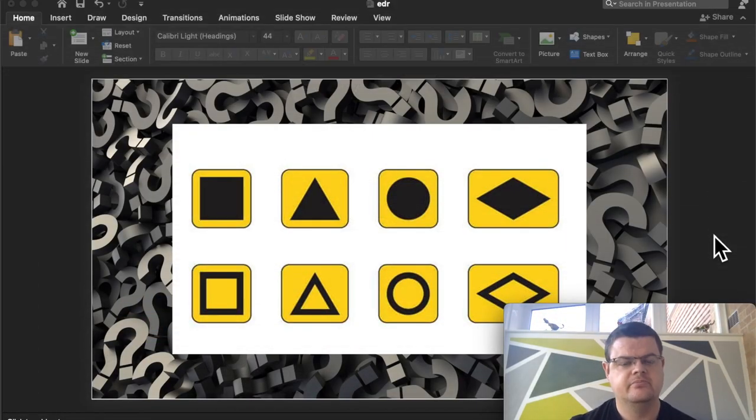A common question is, what do these signs mean? We see them quite frequently on road signs in the UK, but like I say, what do they mean? So let's have a look at that today.